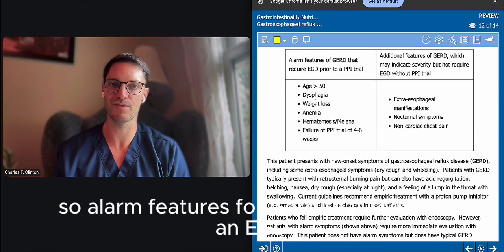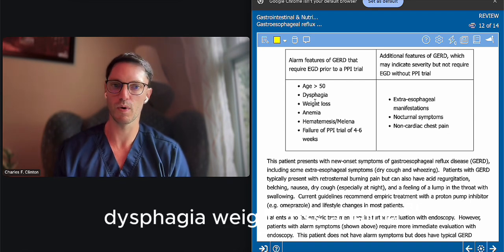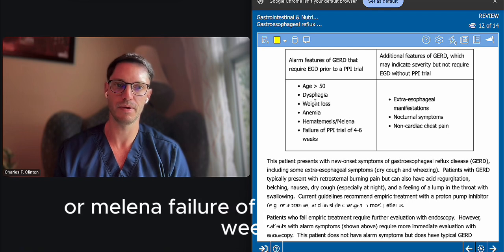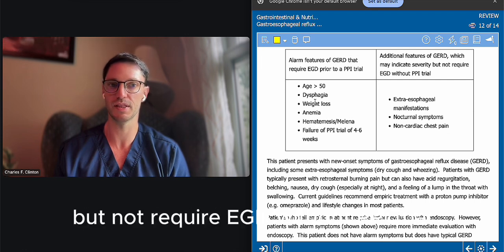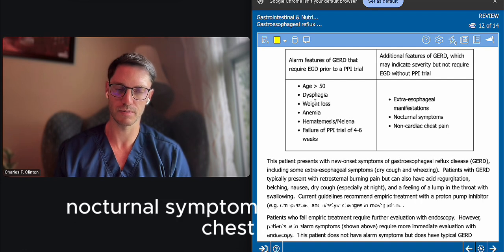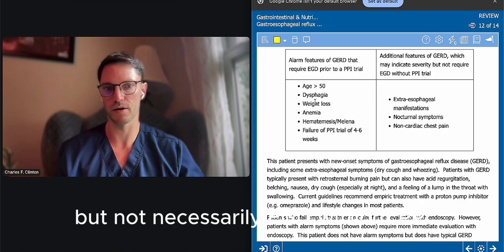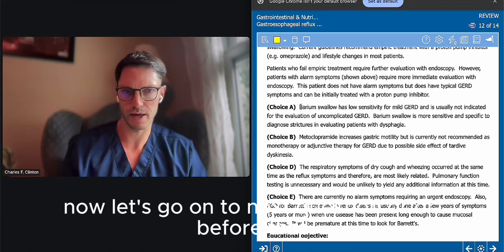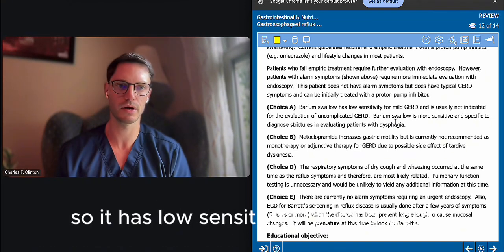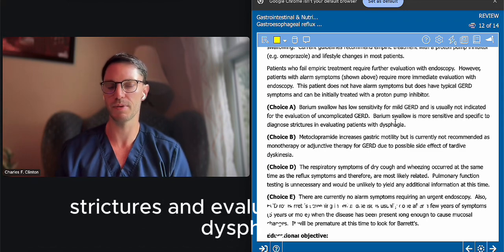So alarm features for GERD that require an EGD prior to a PPI trial: you have here age above 50, dysphagia, weight loss, anemia, hematemesis or melena, and failure of a PPI trial for 4 to 6 weeks. Okay, and additional features of GERD which may indicate severity but do not require EGD without a PPI trial: extra-esophageal manifestations, nocturnal symptoms, and non-cardiac chest pain. It's just telling you severity, but not necessarily EGD without PPI. Okay, and that's it for this question. Now let's go on to the next question. Or before that, when will you do a barium swallow? It has low sensitivity for mild GERD and is usually not indicated for evaluation of uncomplicated GERD. It is most sensitive and specific to diagnose strictures and evaluate patients with dysphagia.